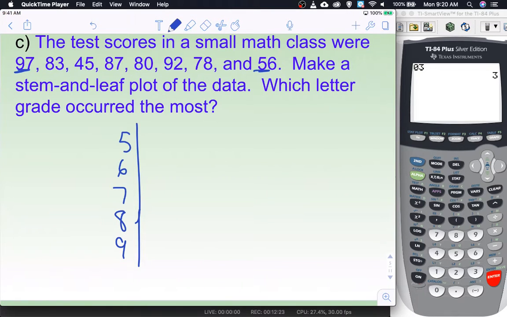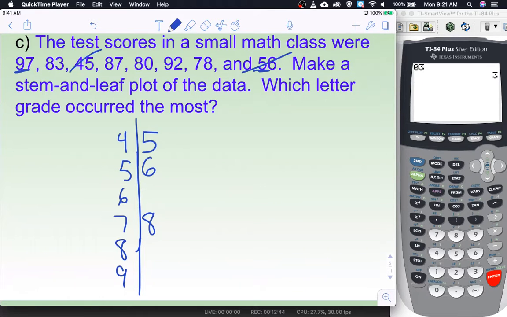Ooh, I lied. I missed it. There's a 45 up there. So 40. Make my stem a little bigger. So there's a 45, a 56. There are no 60s. There is 170, 80, 83, 87, and 2 of these.